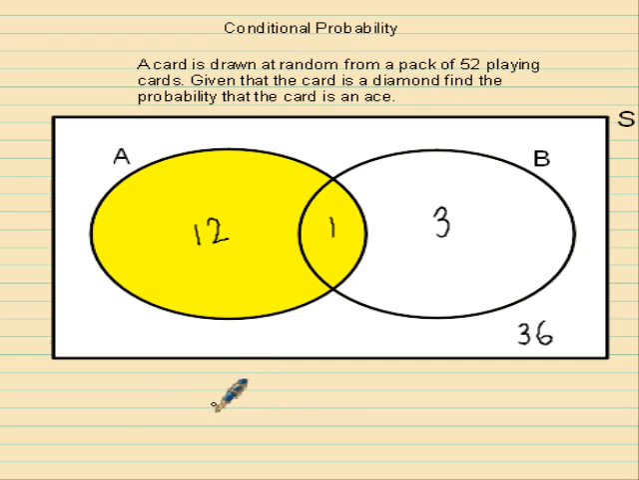We can look at this more formally using the formula, which really you need to memorize. We use this notation: the probability of B given that A has occurred, so we use this vertical line, so this is the probability of B given that A has already occurred, is equal to the intersection of B and A divided by the probability of A.